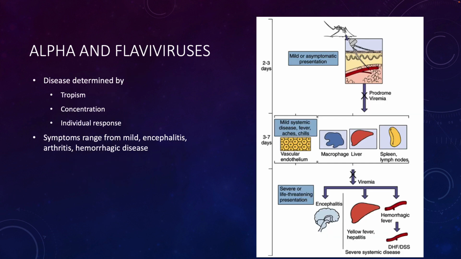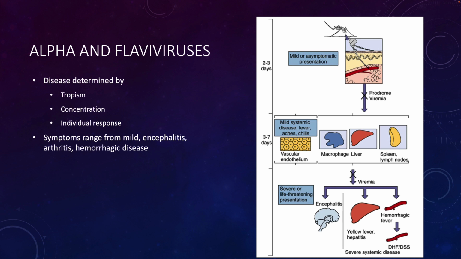The disease symptoms we see with these viruses are caused by the tissue tropism. If the virus goes to the liver, you'll see hepatitis. If it goes to the nervous system, you might see encephalitis. It can be determined by the concentration of virus that got into the body. And of course, every patient is different. So the individual response can also lead to the disease severity.